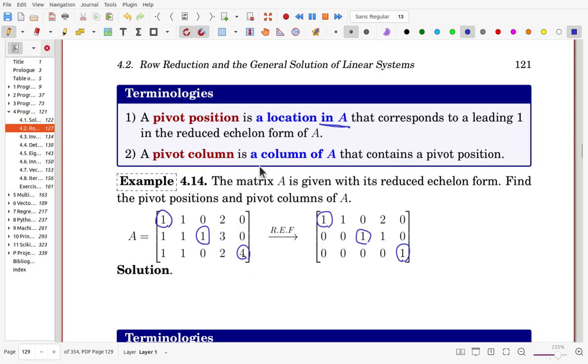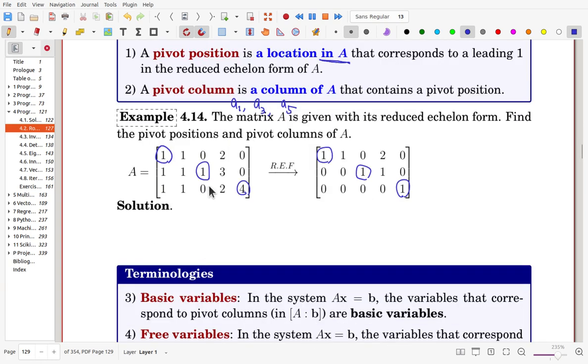A pivot column is a column of A that contains a pivot position. So if we call the columns A1, A2, A3, A4, A5, then in this example the pivot columns are A1, A3, and A5. Three columns are pivot columns for this one. Now, here, these two are called non-pivot columns. Okay. We continue the terminologies.